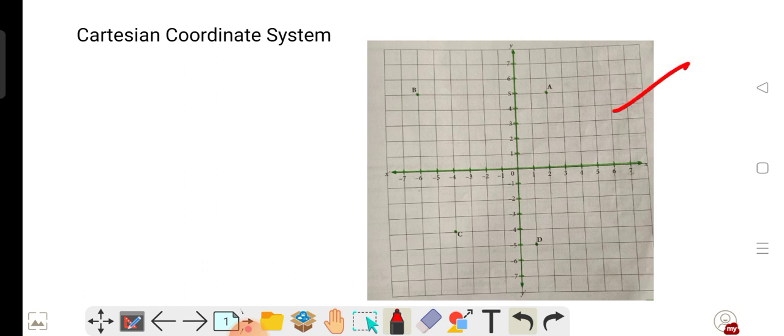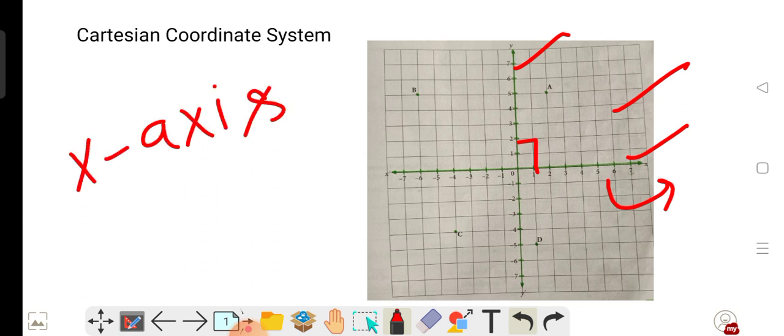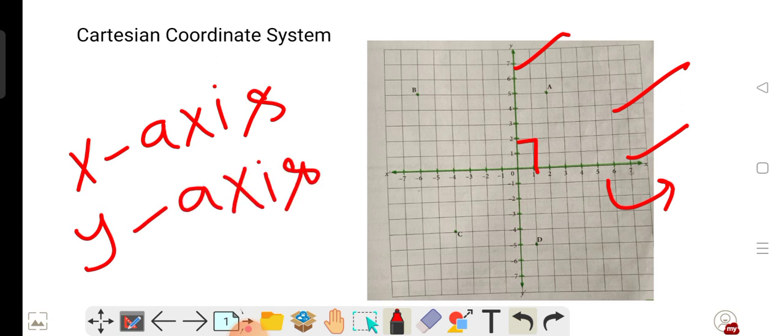This is your Cartesian coordinate system. It consists of two lines which are perpendicular to each other. Look at this. This line and this line are perpendicular to each other. The horizontal line is known as the x-axis and the vertical line is known as the y-axis. Okay, and they are perpendicular to each other. As you see, there are numbers plotted on this line.